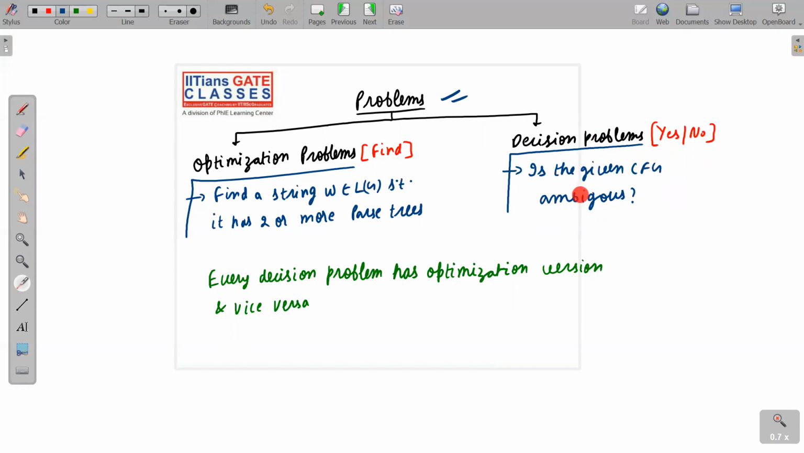Now, corresponding to this decision problem, the optimization problem will be: find a string w belonging to L(G) such that it has two or more parse trees. I hope I have made the point clear. Hence every decision problem has an optimization problem version and vice versa, so these two are interconvertible. And in the TOC subject, we will concentrate on decision problems only. Please note it down carefully. I'm jumping to the next slide.